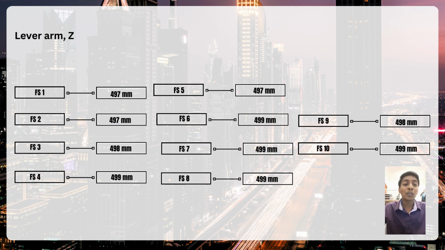We repeat the procedure to find the value of z. So FS1 we got 497, FS2 is 497, FS3 is 498, FS4 is 999, FS5 is 497, FS6 is 499, FS7 is 499, FS8 is 499, FS9 is 498, FS10 is 499.